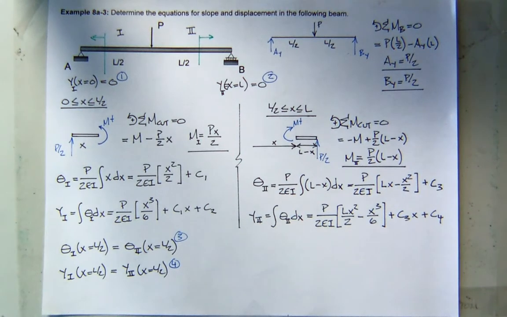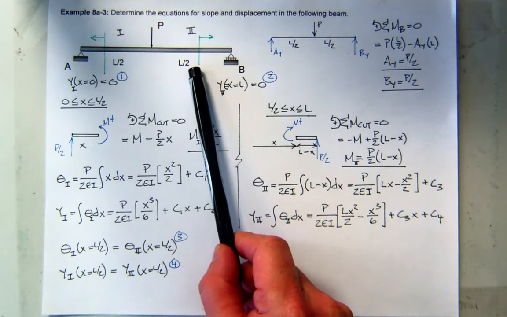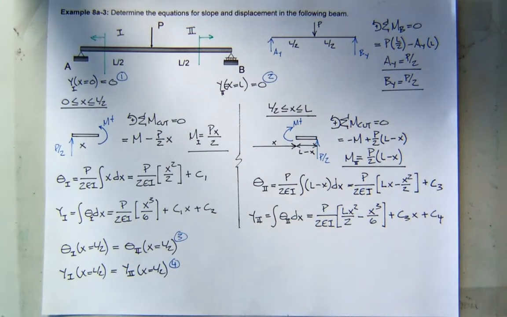But I don't want to give you the impression that every problem has some cute little thing like that. This is the only one. If I move that load, if this becomes L over 3 and this becomes 2L over 3, then you can't do that anymore. You don't know where the slope is 0. So keep that in mind. So I'm not going to attempt to solve this, obviously. But I wanted to show you.